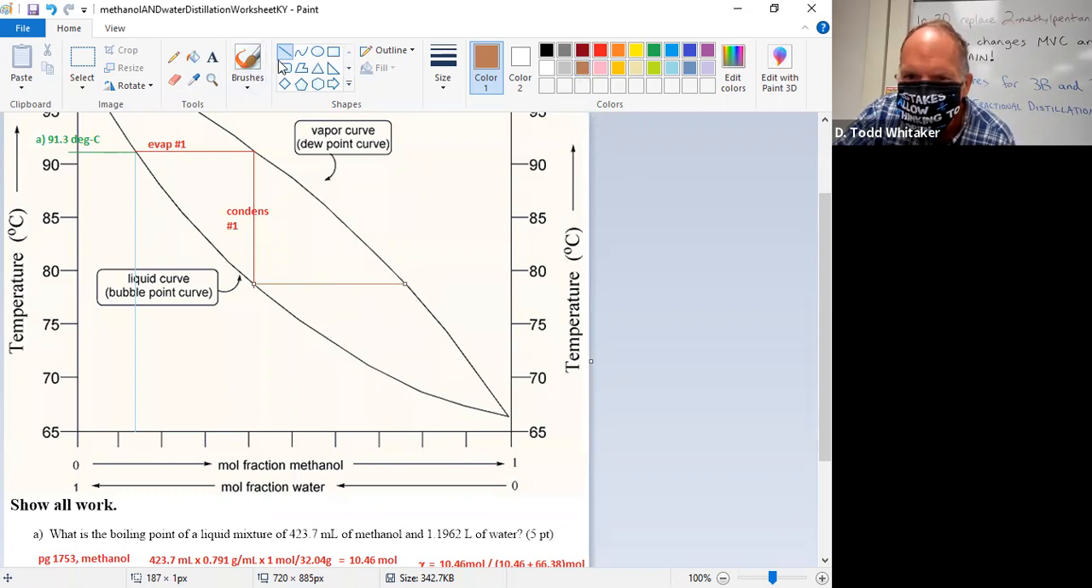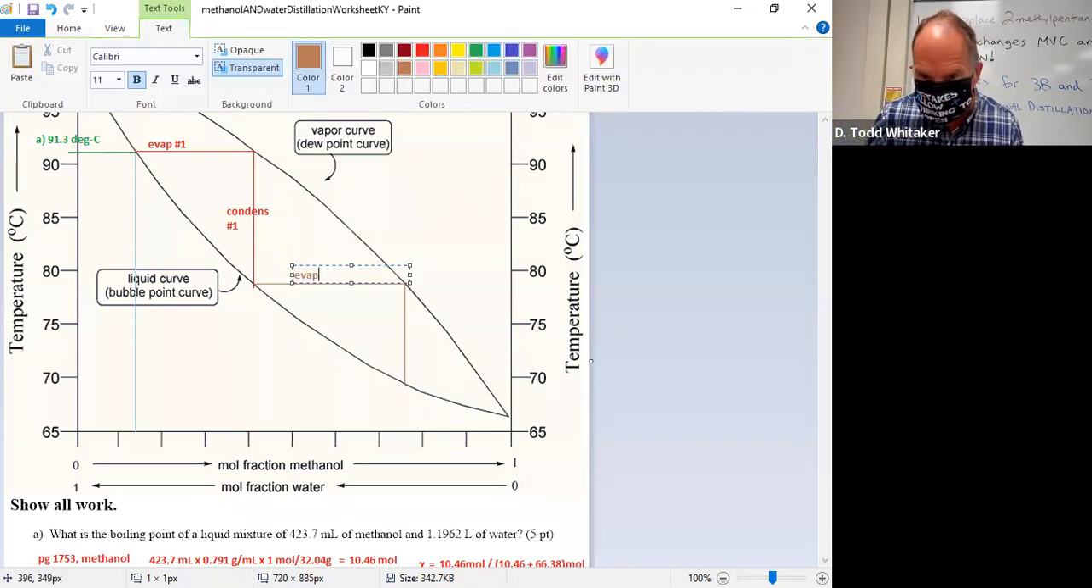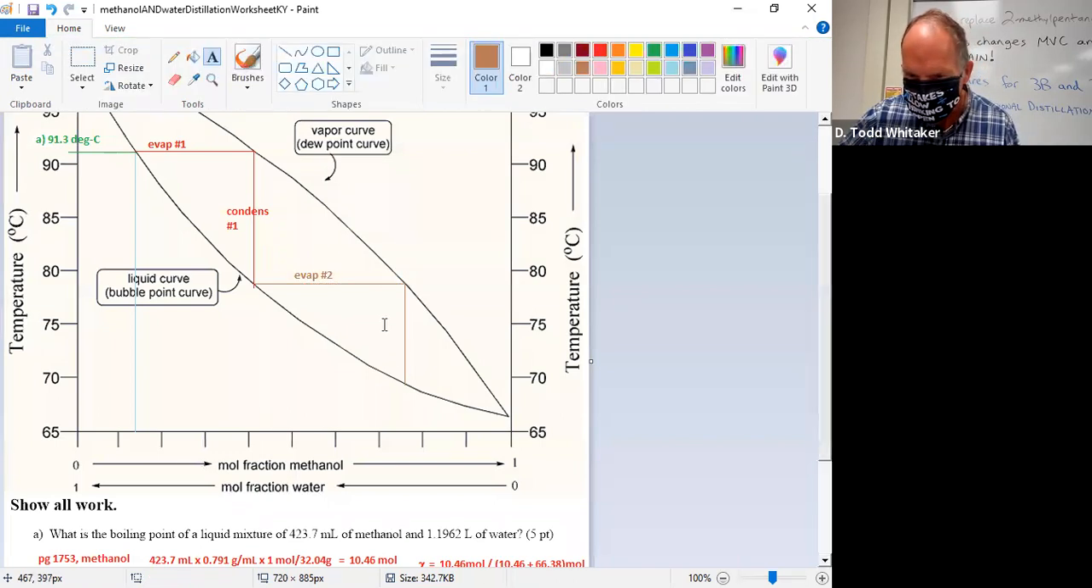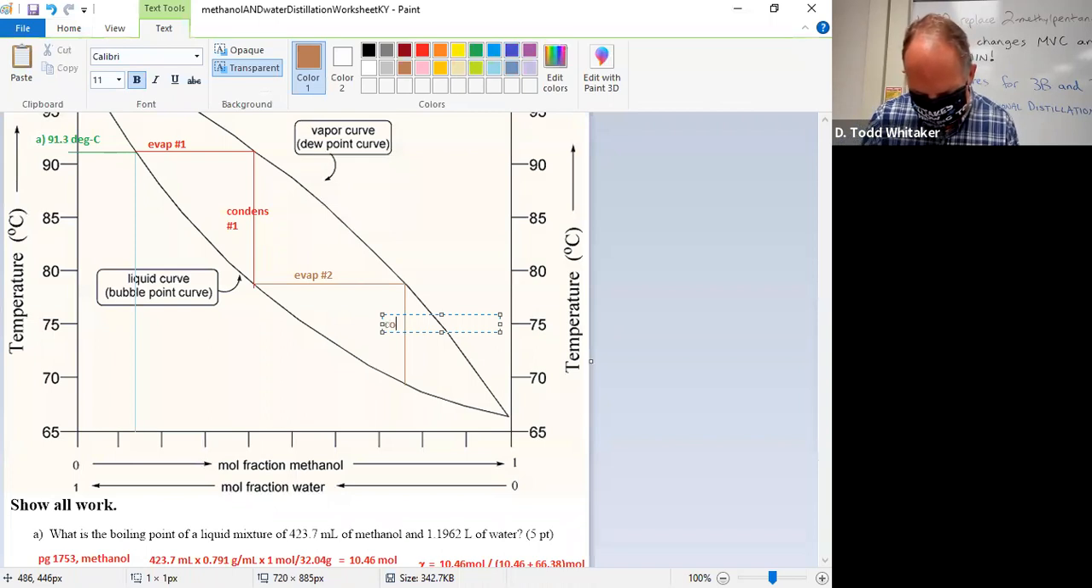I want a new one. Okay. Straight down, stopping right there. I'll type it in. Evap number 2. Condense number 2. That's your second theoretical plate, isn't it? Both answers lie at the end of the second brown stick.